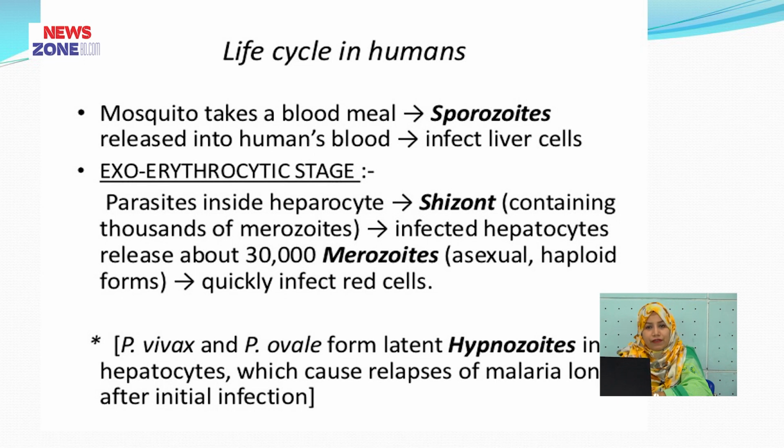Now, Plasmodium vivax and Plasmodium ovale form latent hypnozoites in the hepatocyte, which cause relapse of malaria long after the initial infection. This is called the latent stage. What is the name? That is hypnozoite.